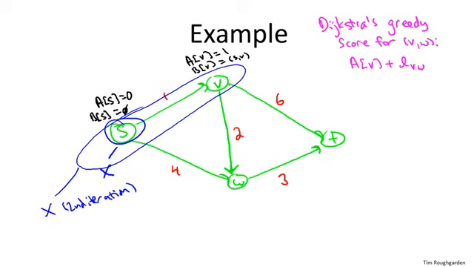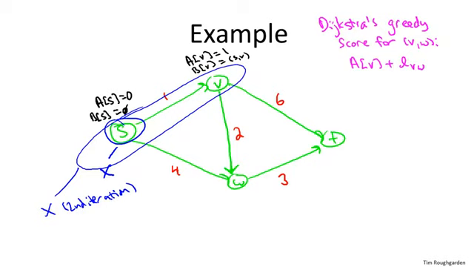So with our new set capital X consisting of S and V, again we want to look at all edges which are crossing the frontier, edges that have tail in X and head outside X. Now we see there's three such crossing edges: S,W, V,W, and V,T. All of those have the tail in X and the head outside of X. So we need to compute Dijkstra's greedy score for each of those three and then pick the minimum.